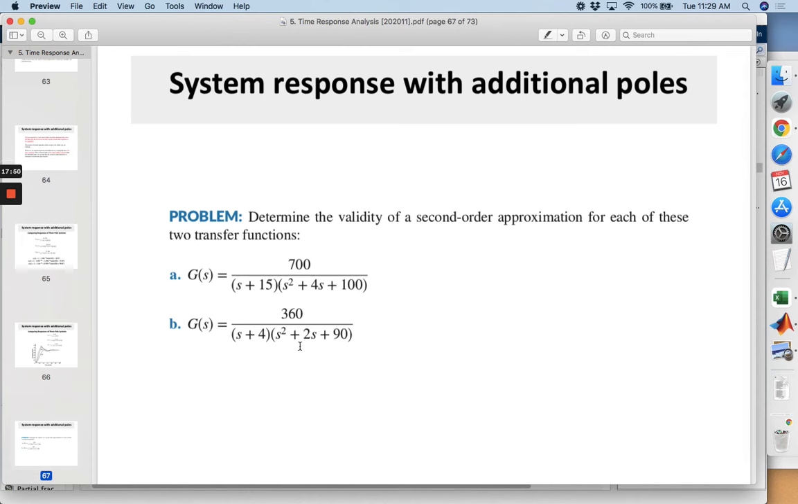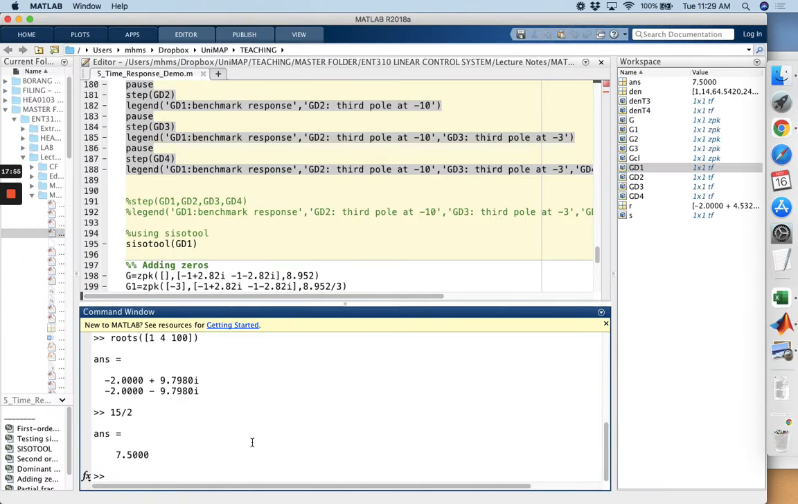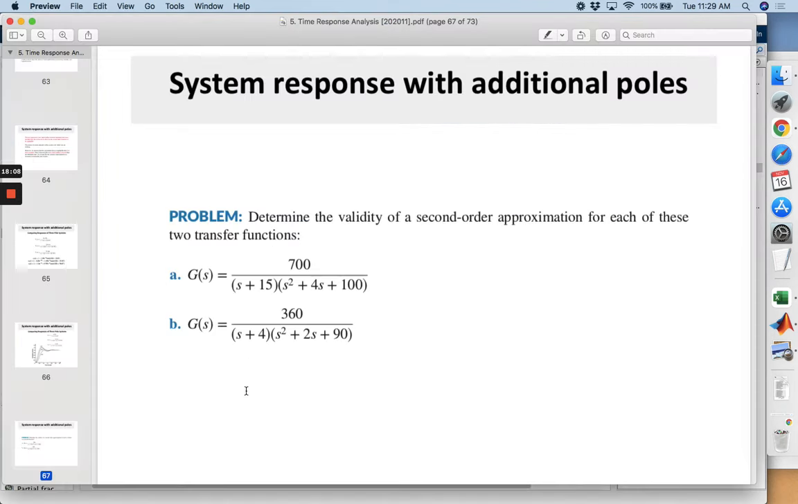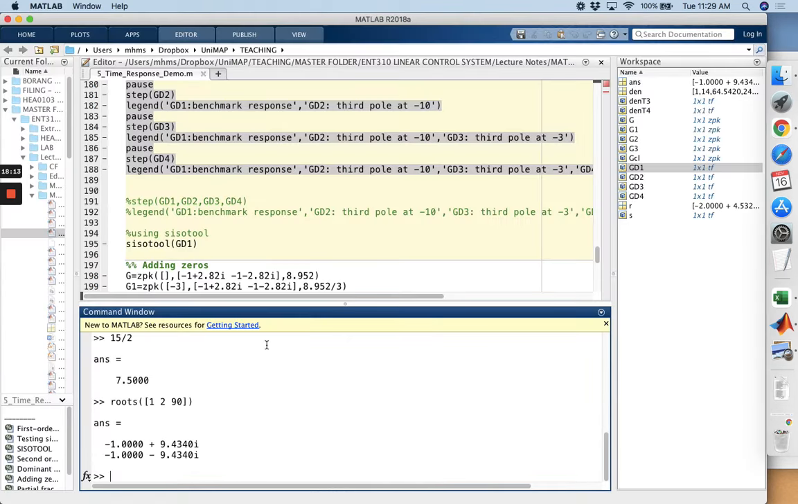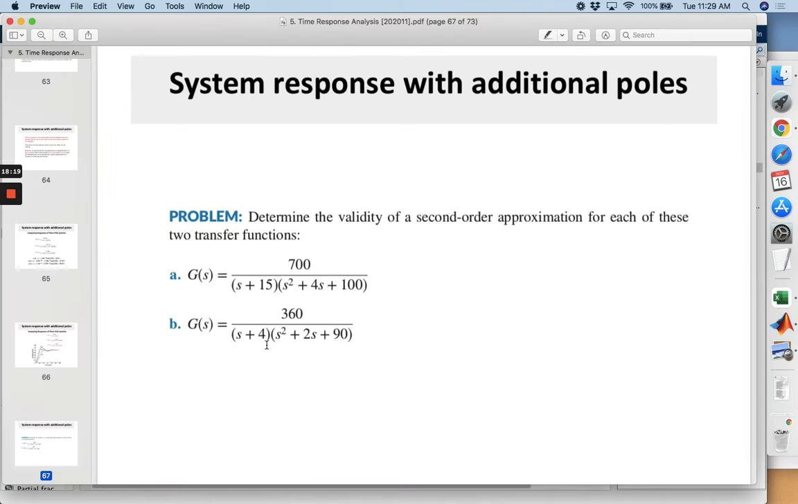How about question B? We have here 1 to 90. The roots of this polynomial are -1 plus minus 9.43i. The third pole is located at -4, and 4 divided by 1 equals 4, which is less than 5. So for this second problem, the B problem here, we cannot use the second order approximation of this transfer function.